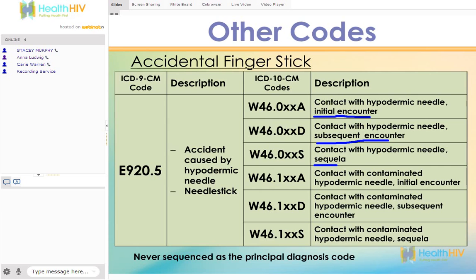Once the physician has determined that the condition is no longer active and no longer requires treatment, that encounter would be coded as subsequent. If treatment is completed, but the patient comes back thereafter complaining, let's say they have pain in the area where the needle poked them, that would be coded as sequela, because now we're not dealing with the condition itself. We have a new condition as a result of the old condition. The bottom 3 codes are contact with a contaminated needle. So the first 3 codes are just contact with a needle, and the last 3 codes are just contact with a contaminated needle.